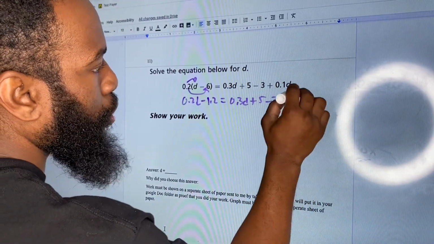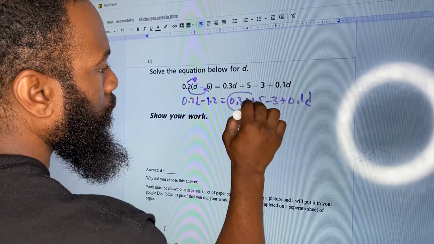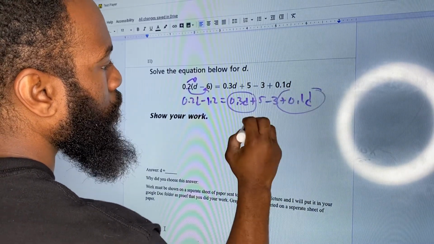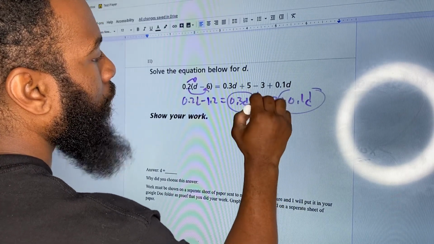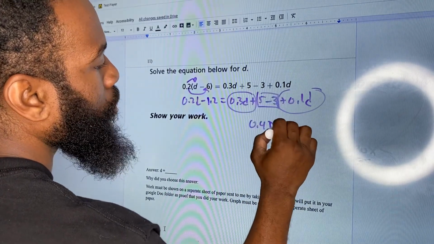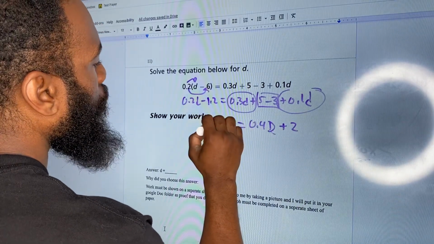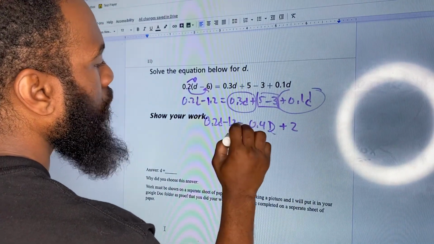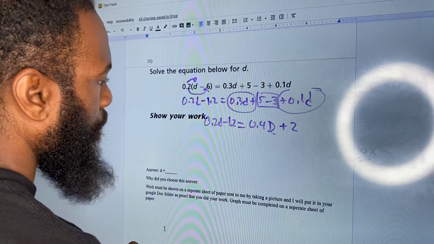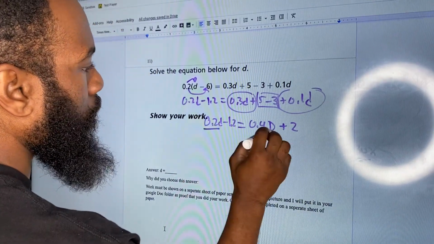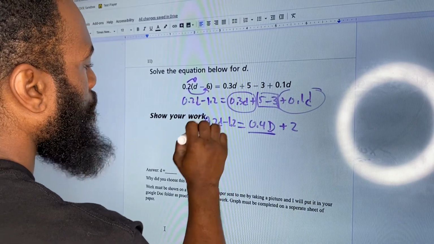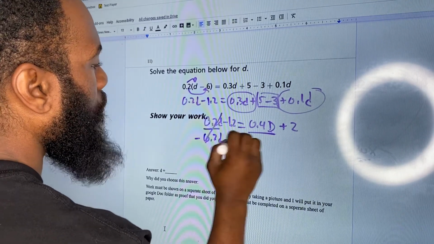Okay, so 0.3d plus 0.1d is 0.4d. And then 5 minus 3 is +2. Here is 0.2d minus 1.2 equals this. So here we gotta eliminate. We want to do the variables first. So the opposite of positive is negative. That eliminates that.